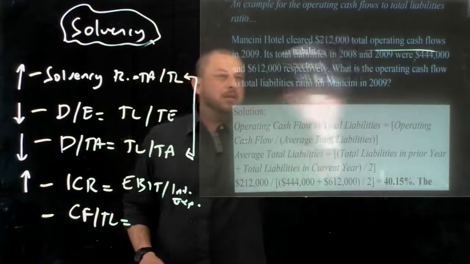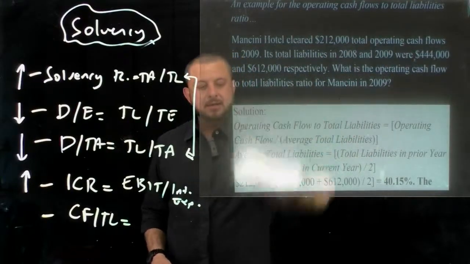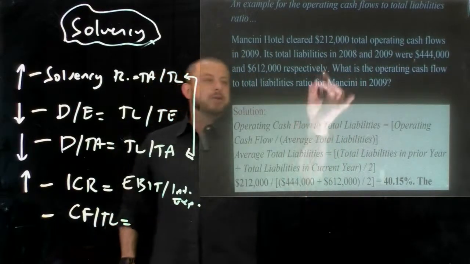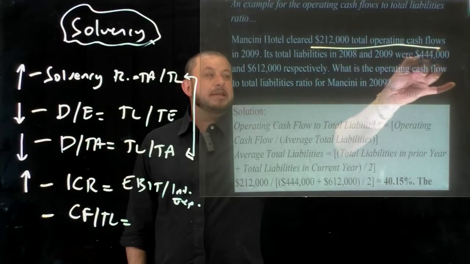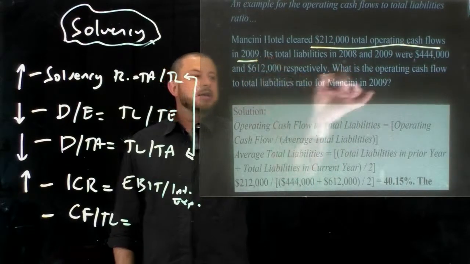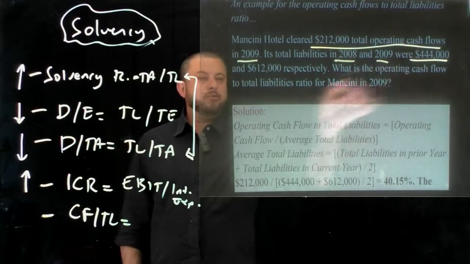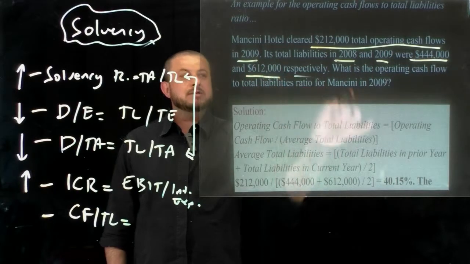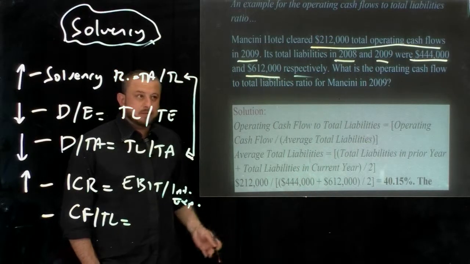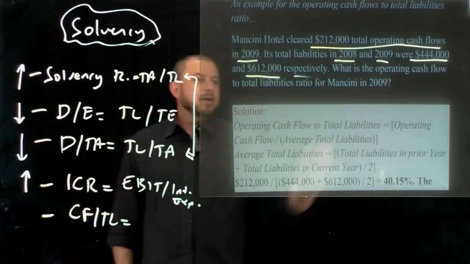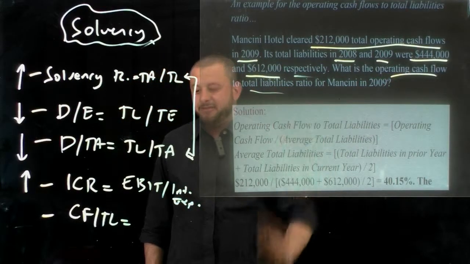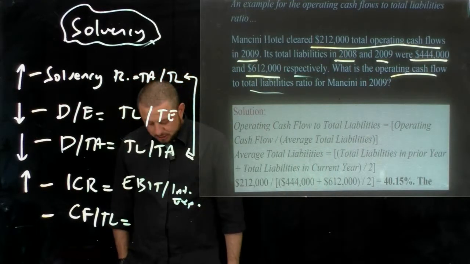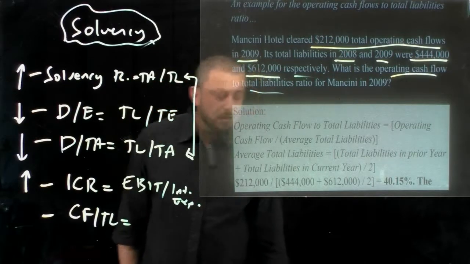Okay, take a look at Mancini Hotel. Mancini Hotel cleared $212,000 in total operating cash flows in 2009. There are 2 years of liabilities, $444,000 and $612,000 respectively, for 2008 and 2009. And what is the CF-TL ratio? Cash flows to operating liabilities ratio.